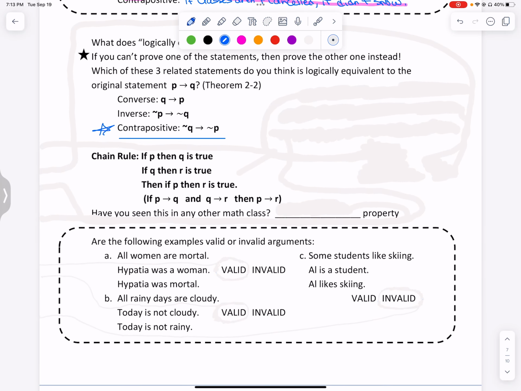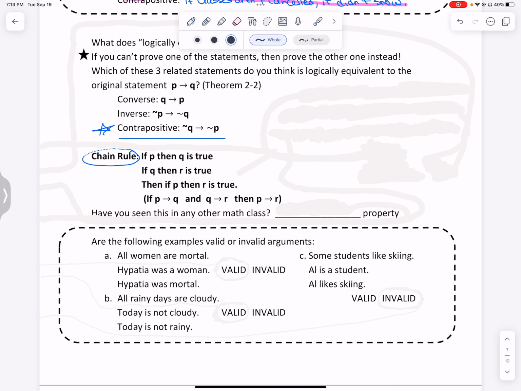So now we're going to talk about the chain rule. Okay. So in the chain rule, it says if P then Q is true, and then if Q then R is true, then if P then R is also true. What in the world? Let's do an example.